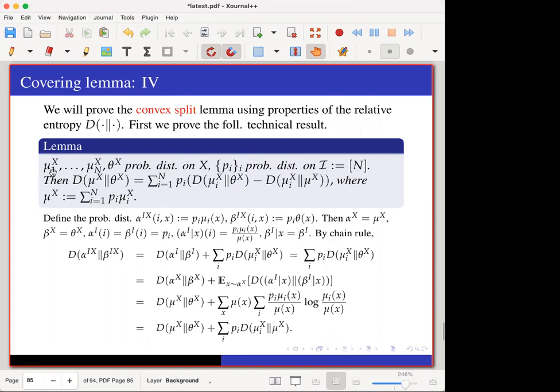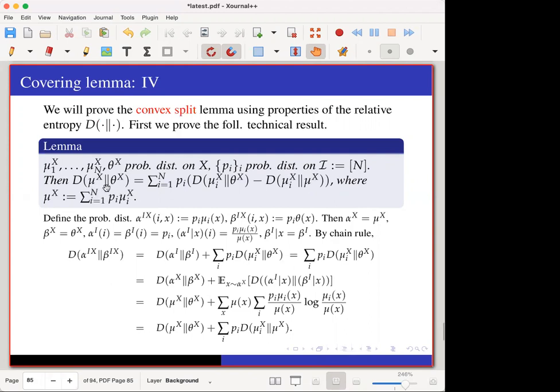So suppose I have n probability distributions on x, which I'm calling mu1, mu2, up to mu n. Plus, I have one more probability distribution on x, which I'm calling theta x. Now, there is an underlying probability distribution on the index set. So the index set I is 1, 2, 3, up to n. So there's an underlying probability distribution, which I'm calling pi. Then, I have this equality about the Shannon relative entropy.